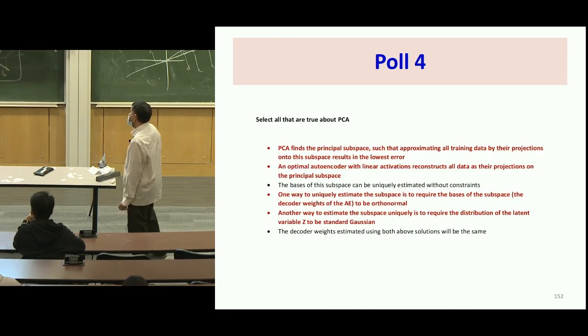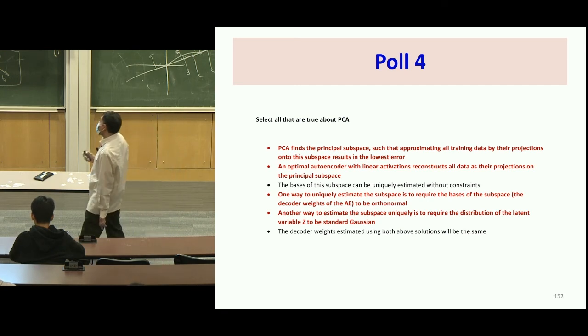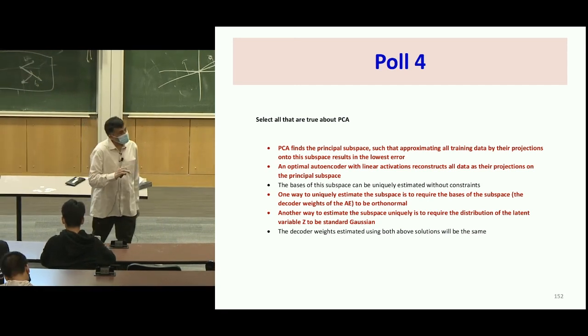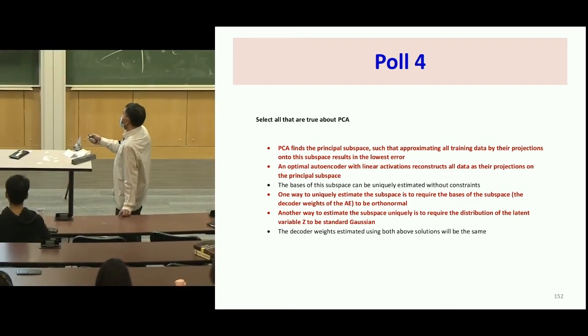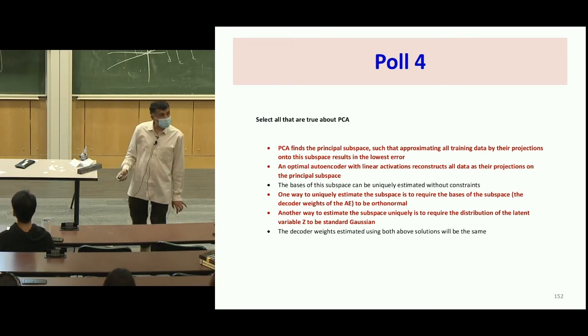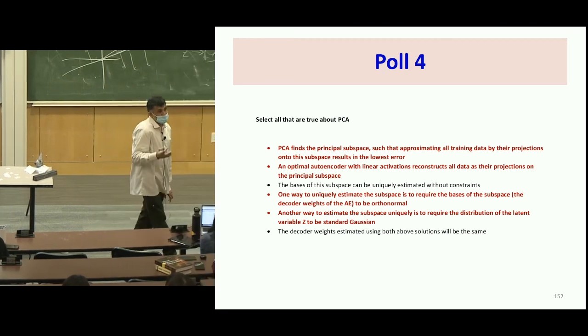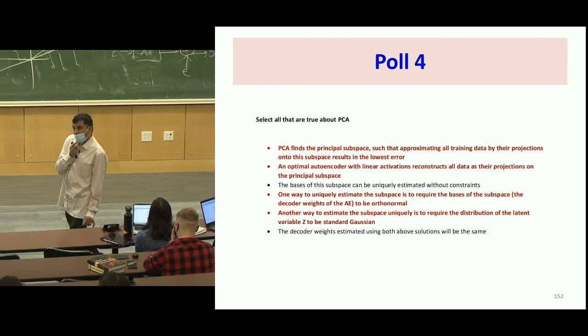Here you go. So PCA finds the principal subspace such that approximating all training data by their projections on the subspace results in the lowest error. This was the first statement we made about PCA. An optimal autoencoder with linear activations reconstructs all data as their projections on the principal subspace. That's what we saw discussed even in the last class, that an autoencoder with linear activations is performing principal component analysis. It's finding the plane such that when every data point is approximated at some point on the plane, the total error is minimized.